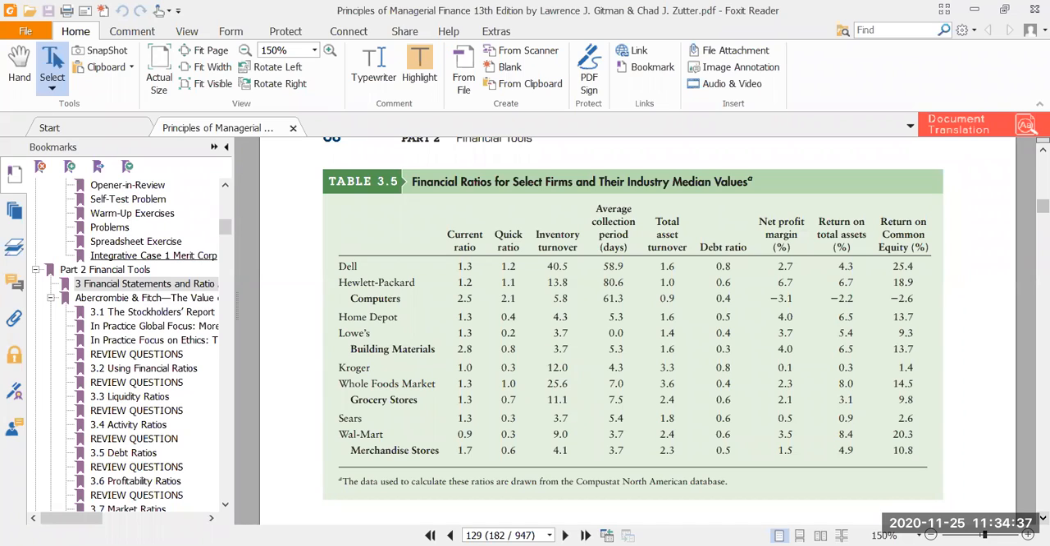For Dell, if you can see, the current ratio is 1.3. The quick ratio is 1.2. For the inventory turnover ratio, it is 40.5. For Hewlett Packard, which is HP, the current ratio is 1.2. So for Dell and HP, you can compare 1.2 and 1.3. They are around each other, but Dell is much better to compete in the industry.